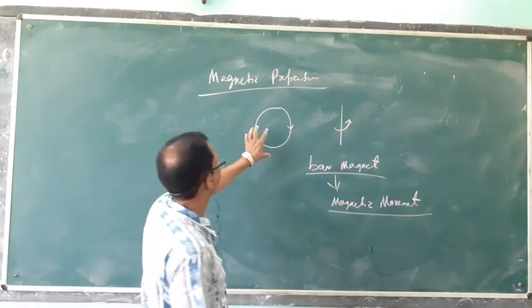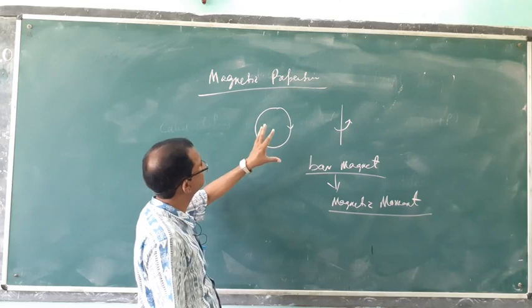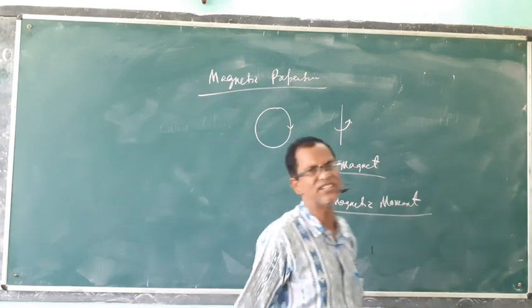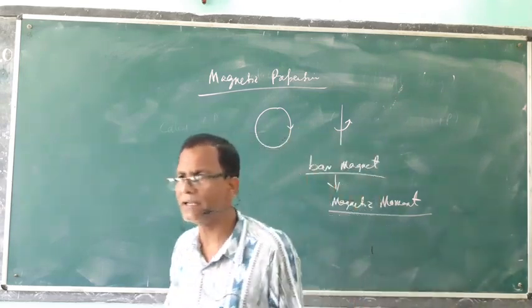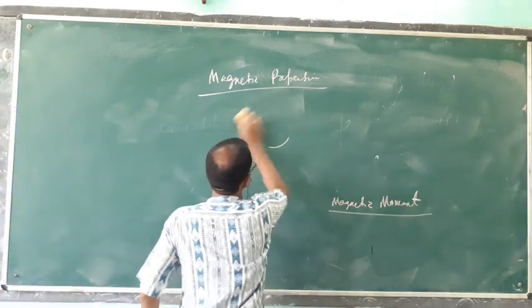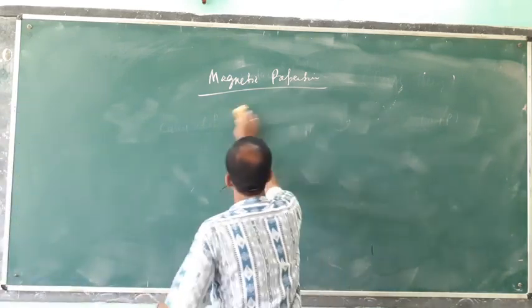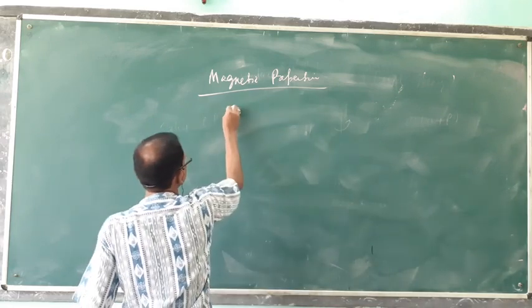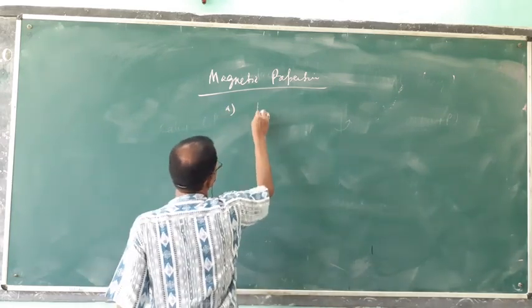So what is the behavior of crystals? What are the different magnetic behaviors of the crystal? Let us discuss. Magnetic behavior is generally of different types. First, it is diamagnetic.